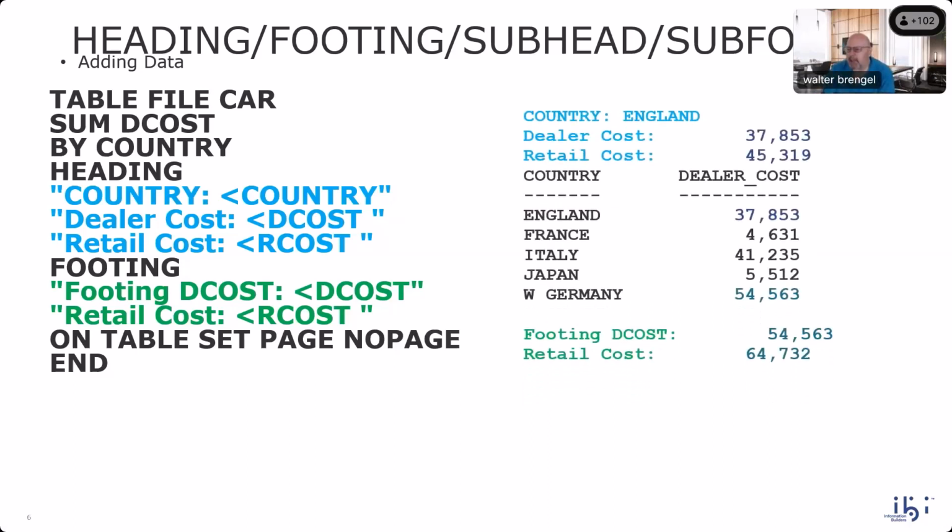So here's my output. Notice dealer cost, retail cost in the heading is the value for England because it's the first line in the group or in the report. Footing is going to be the dealer cost for the last line. So I wasn't lying. This is how it works.